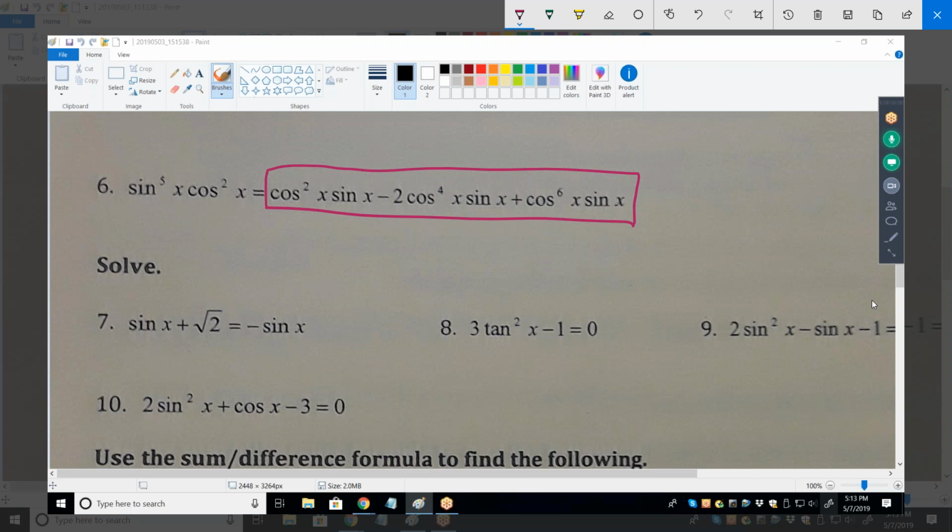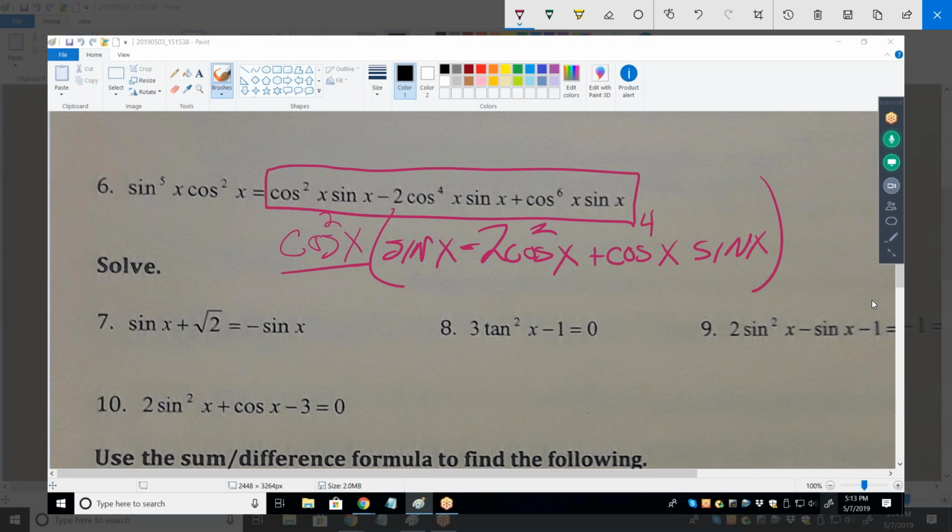We look at this, that's definitely the more complicated side. Might be the side we should start with. Notice that I can factor out a cosine squared from every term, right? With sine x minus 2 cosine squared x sine x plus cosine to the fourth of x sine x. Okay, you with me? Well, there's a cosine squared x there, there's a cosine squared x there. So we effectively have to prove that this here is equal to sine to the fifth of x.